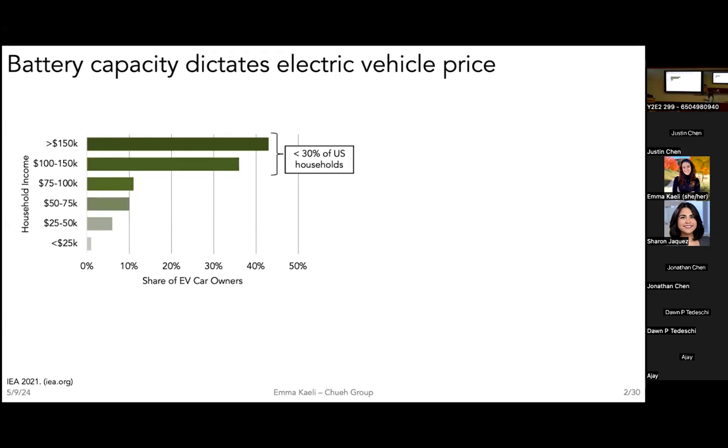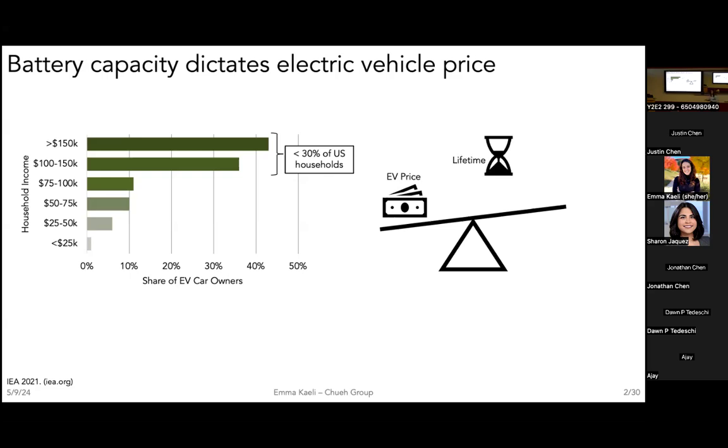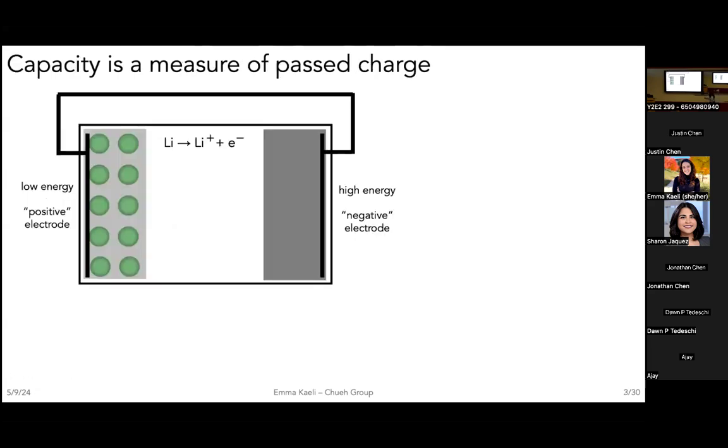A major driver for that is the cost of the battery, hence my talk is on batteries. And when we look at the electric vehicle price, we have to think about different metrics of the battery, including the lifetime of the battery, how long it lasts, the range of the battery, how far you can travel based on its capacity, and then additionally the charging rate, how quickly you can discharge your battery. To understand all of these metrics, we have to go one step deeper and understand very clearly the relationship between these metrics and a metric called capacity.